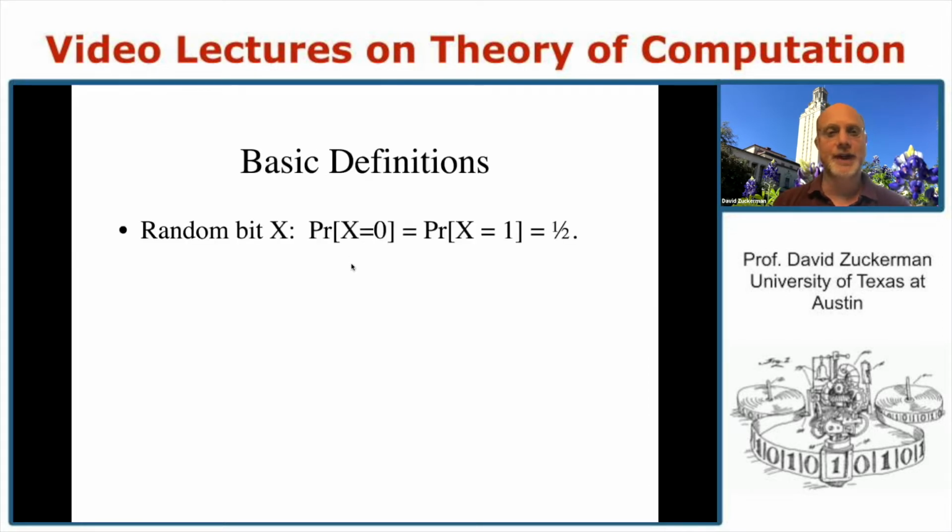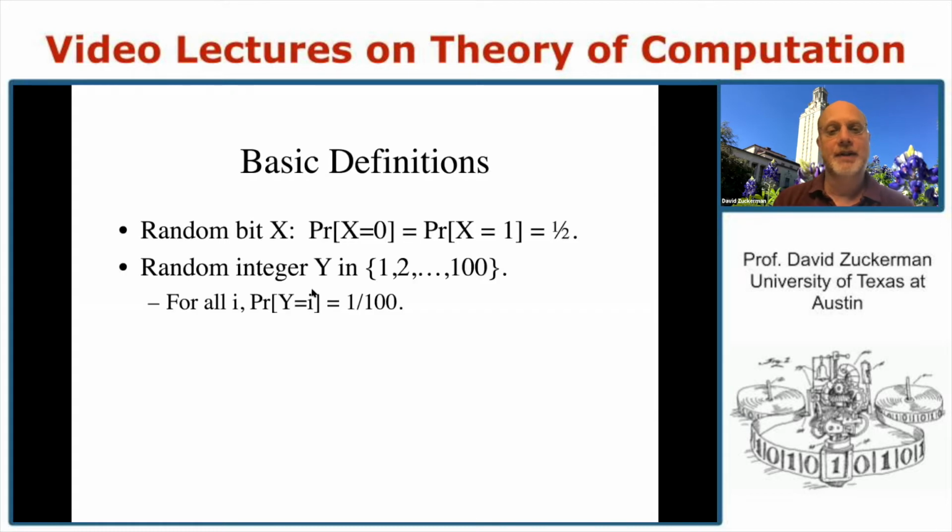Just as a quick refresher, probably all of you know this, but if I say a random bit, I just mean that X takes on the values 0 or 1 with probability 1/2. And if I say a random integer from 1 to 100, I mean that for all i, the probability that Y equals i is 1 over 100.